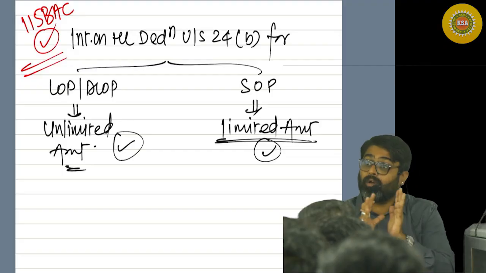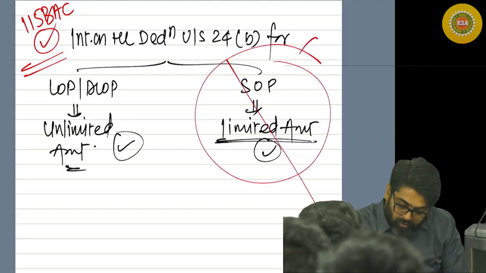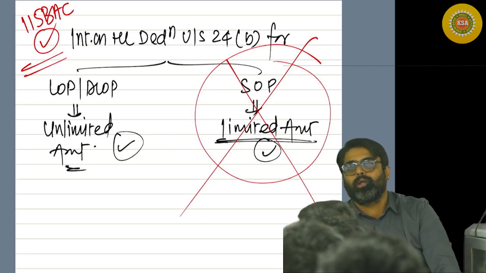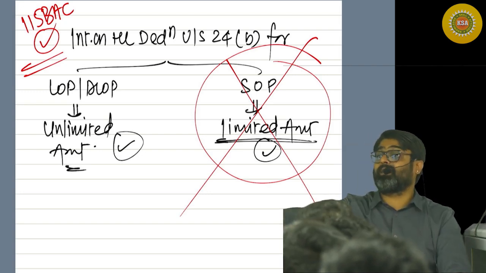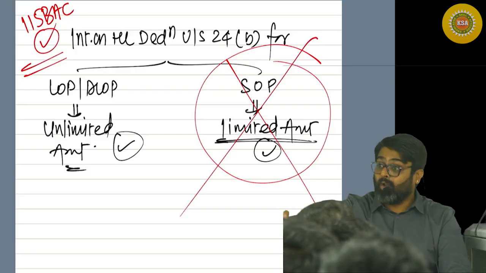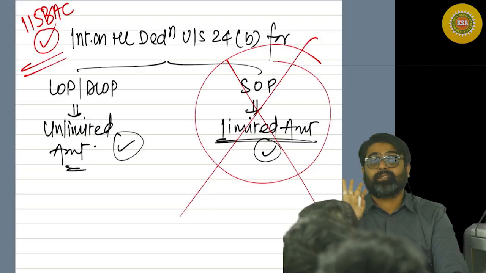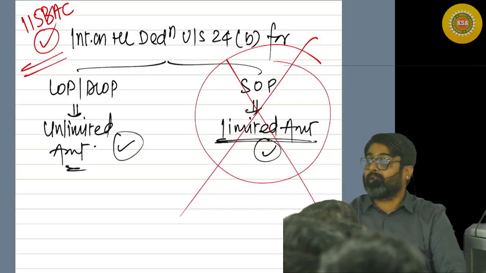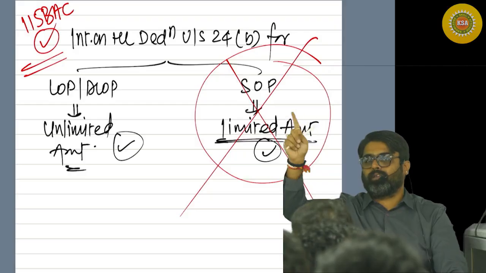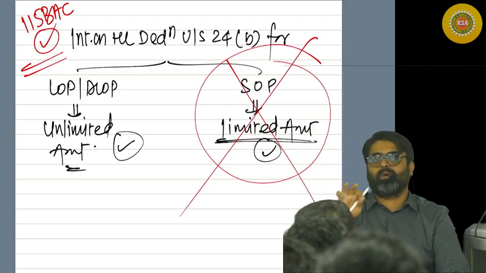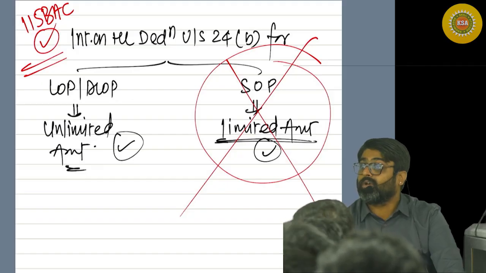While calculating your house property income, you will lose the deduction of interest on SOP. You will still get the deduction for LOP and DLOP interest, unlimited. But forget about the interest deduction for SOP. Subject to the limit of 30 or 2 lakh, the interest was allowed? No! It will not be allowed as a deduction if you follow 115BAC. Will you remember this? Sure, sir.